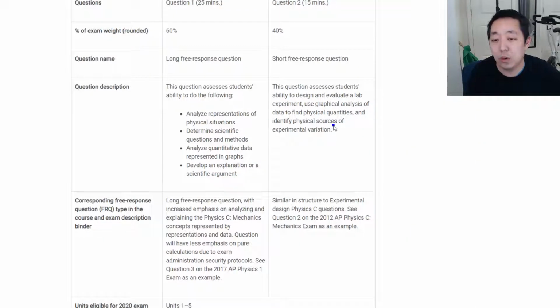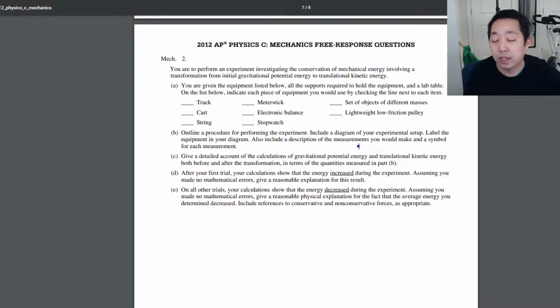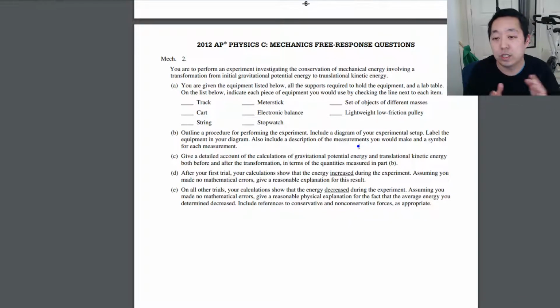And then the second question is an experimental design question. So this is a more standard question that they normally ask on the Physics C exam. You have to come up with a whole experimental design, and they give you an example, the 2012 AP Physics C question 2, which I have here. So this is what your 15-minute question is going to be like. You're to perform an experiment investigating blah, blah, blah. They're going to say what equipment you need, outlining a procedure, give a detailed account of calculations.